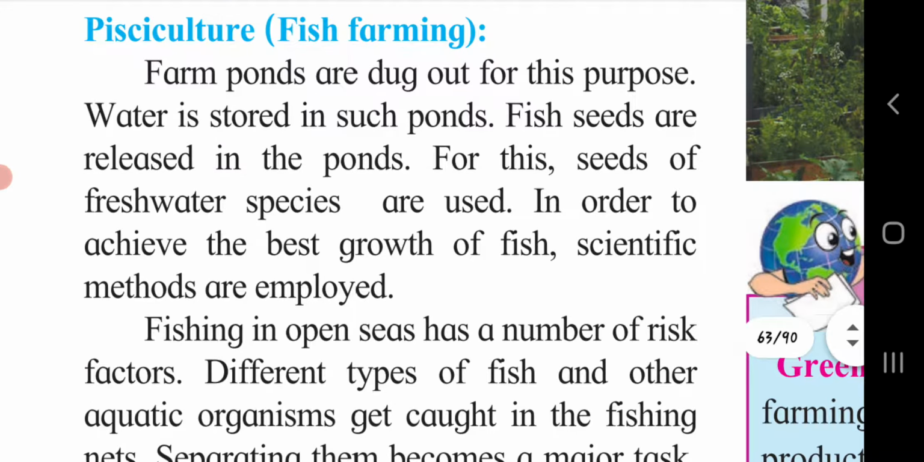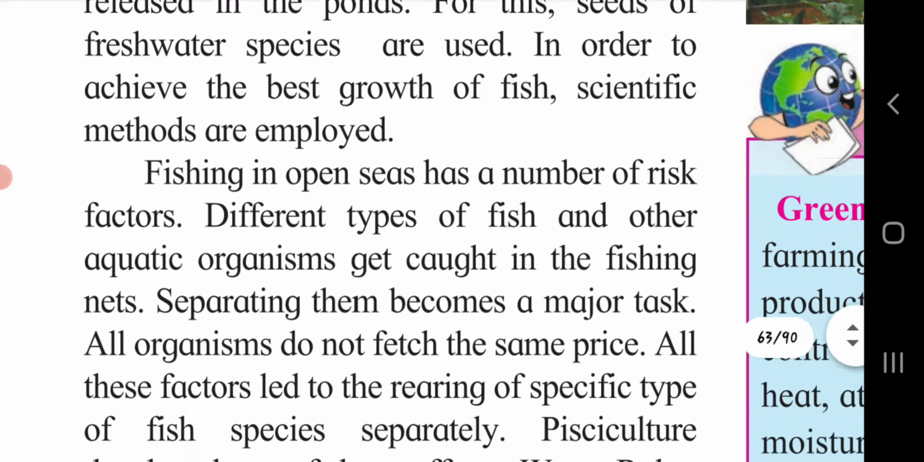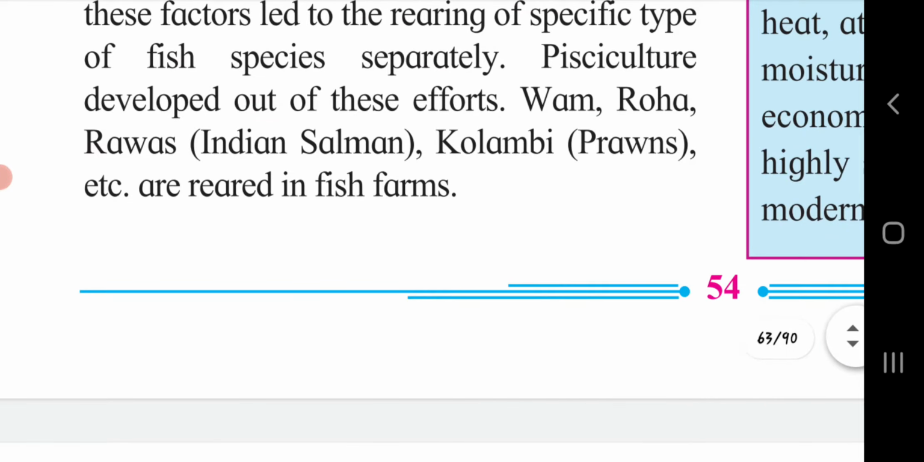The next is pisciculture. Pisciculture means fish farming. Rearing of specific types of fish species like catla, rohu, rivers, Indian salmon, prawns, etc., separately in fish farms for commercial purpose is called pisciculture. So in detail you can read.